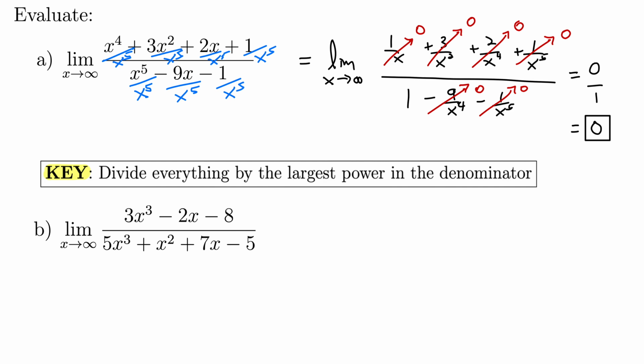Let's take a look at B. We have the limit as x goes to infinity of the quantity 3x cubed minus 2x minus 8 all over the quantity 5x cubed plus x squared plus 7x minus 5. Okay, let's start by doing things the fast but not particularly universal way, the fast precalculus way. And again, I refer you to your precalculus notes for this, or just find a precalculus book if you didn't take precalculus.